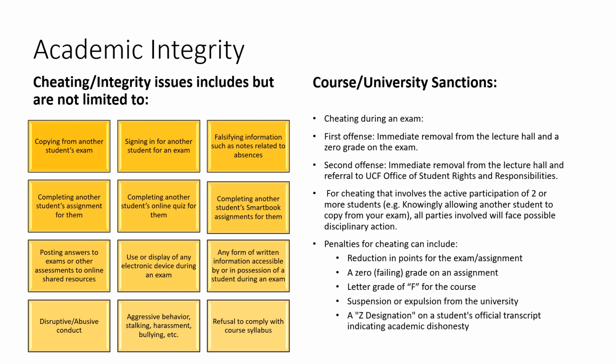So the last policy I'm going to bring up here is our academic integrity policy. Generally, cheating and integrity issues can include everything on the following list here, but they're not limited to this list. So generally, people think of cheating or integrity as, say, copying from another student's exam, or signing in for another student for a participation activity, or falsifying information such as absence notes or doctor's notes. However, ones that individuals may not be aware of is, say, refusing to comply with some core syllabus policies, or having aggressive behavior, stalking between classmates or instructors, that type of thing.